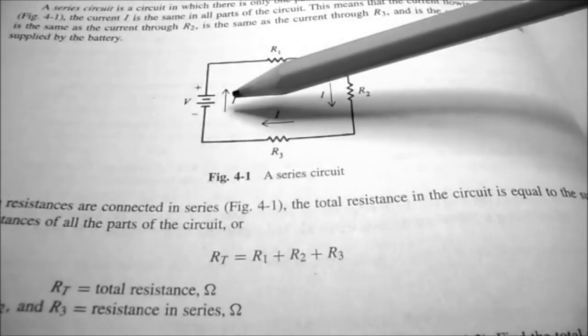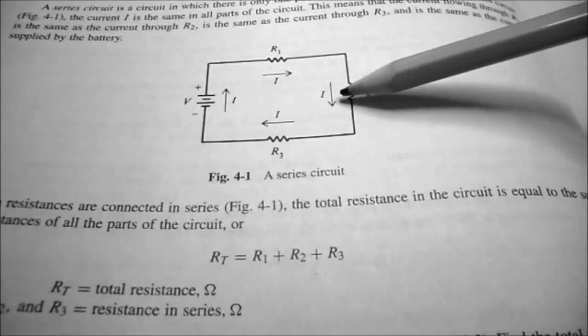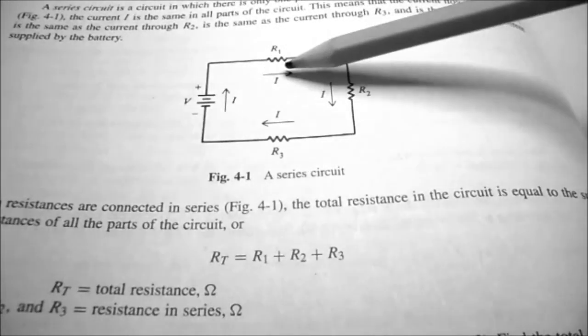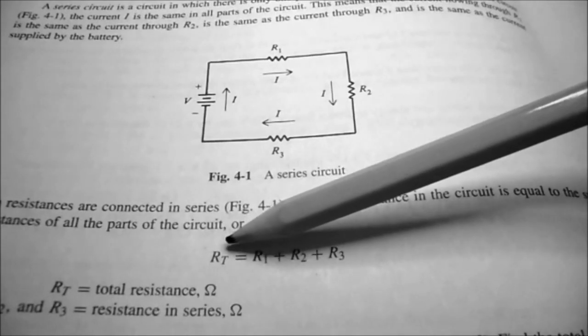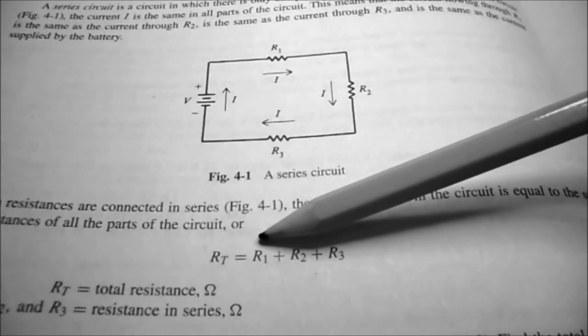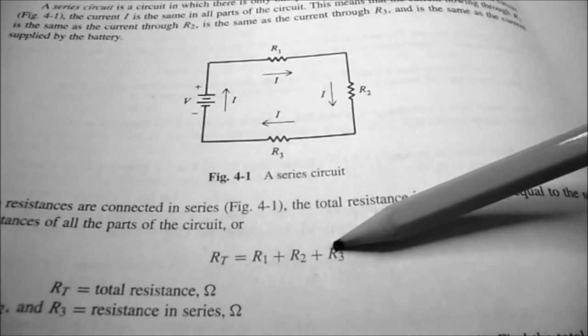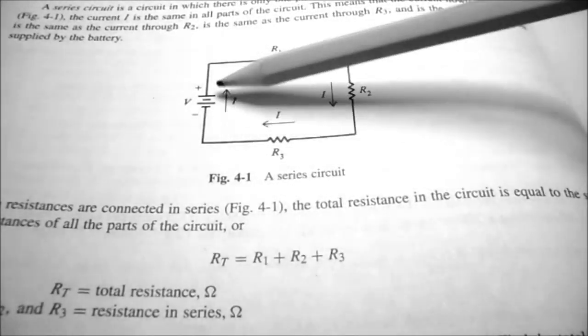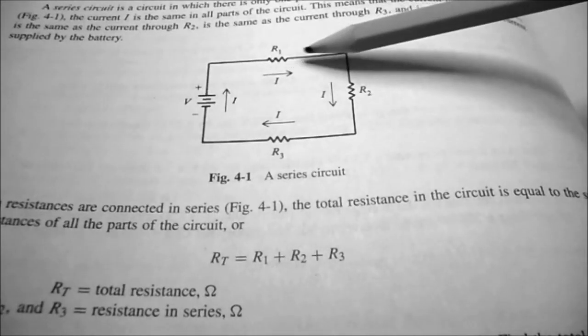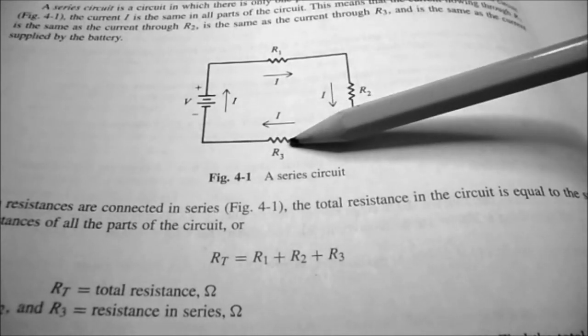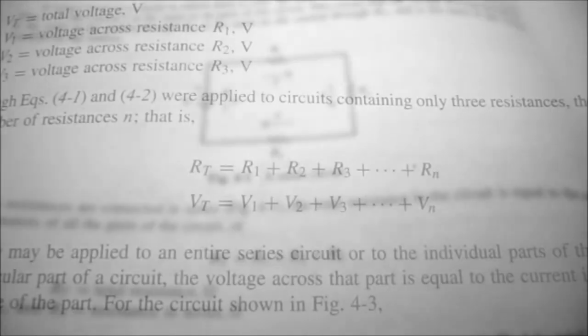So you can see in a series circuit, there's only one path for current to flow. And they give you the formula for the total resistance. It's going to be equal to R1 plus R2 plus R3. So the total resistance that this circuit sees is the addition of R1 plus R2 plus R3 in a series circuit.